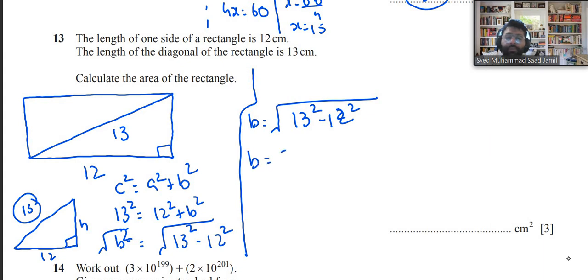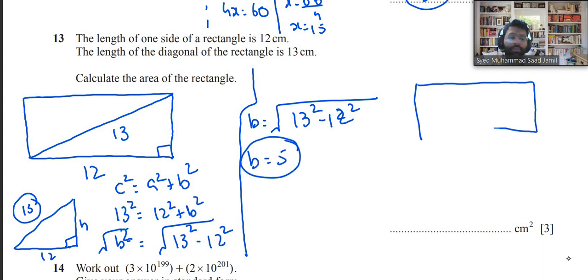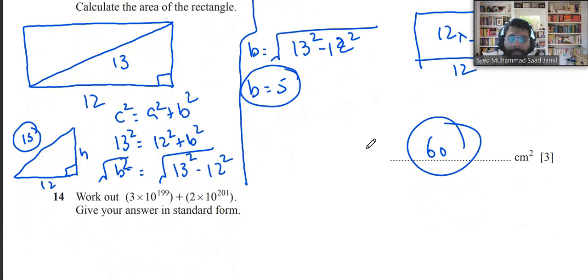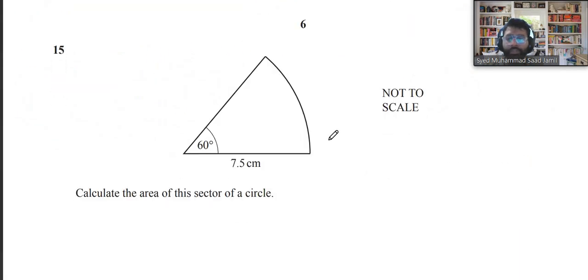5. b is equal to 5. Now let's find out the answer. So this is 12, this is 5. So 12 multiplied by 5, that's 60. Get it?